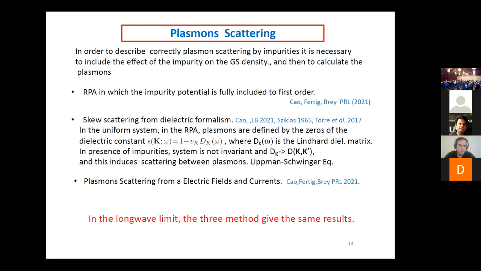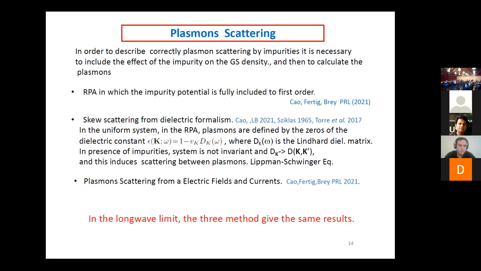And another possibility is something just from the dielectric formalism. So the idea is very simple. In the uniform system, the RPA plasmons are obtained from the zeros of the dielectric constant. But if the system is uniform, you have only one momentum k for the plasmon. But this quantity D of k is the Lindhard dielectric matrix. If you introduce impurities, the system is not invariant. And this matrix, which is diagonal in k, becomes a matrix which is not diagonal in k, k prime. So in principle, you can have a scattering from one momentum k to a momentum k prime, and you obtain some kind of Lippmann-Schwinger equation.